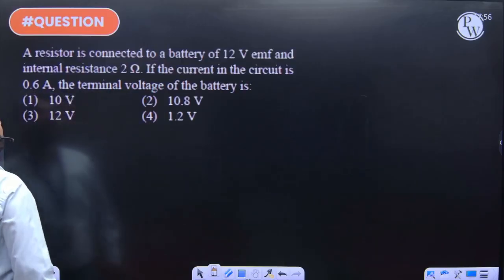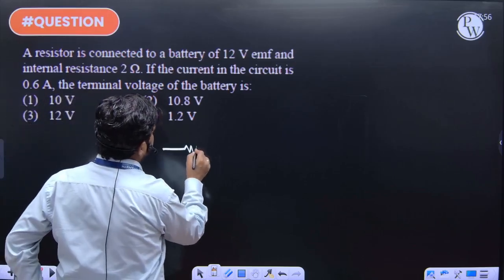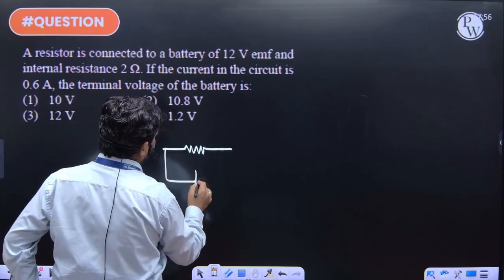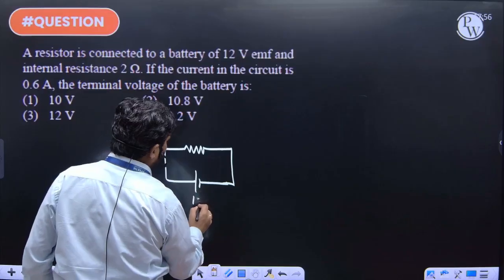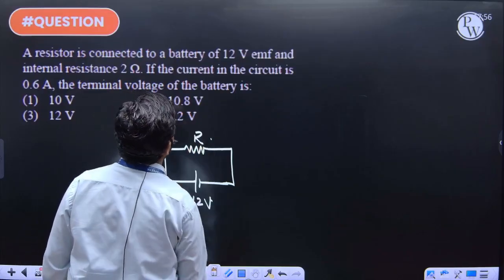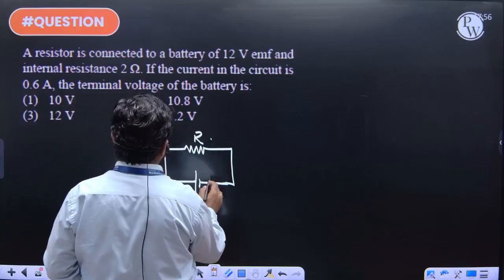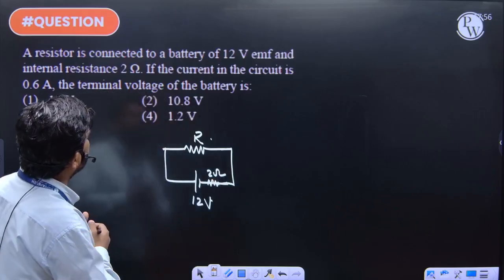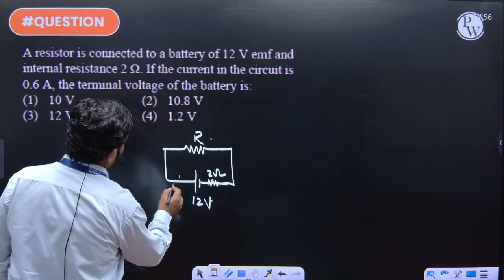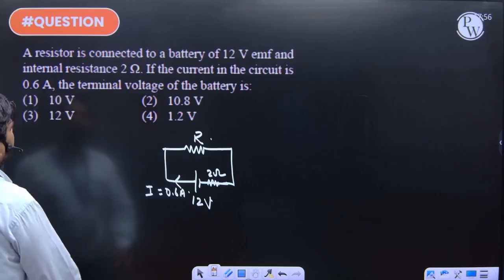Next, a resistor is connected to a battery of 12 volt. This is your R. And the battery itself has internal resistance 2 ohm. The current in the circuit is 0.6 ampere. I don't think this is a very typical question. You won't find easier than this question.